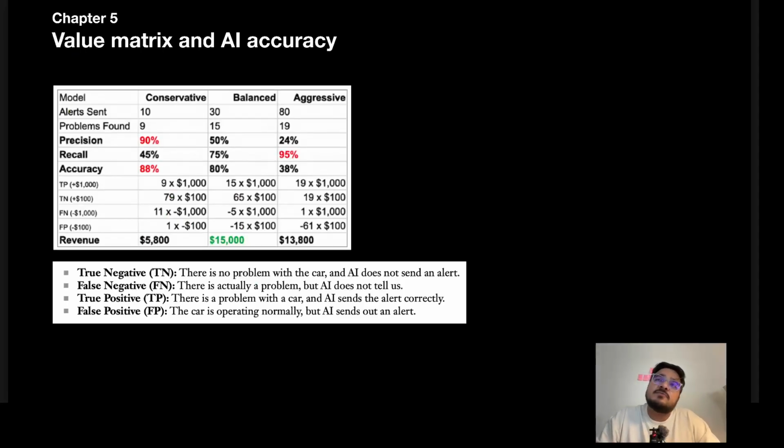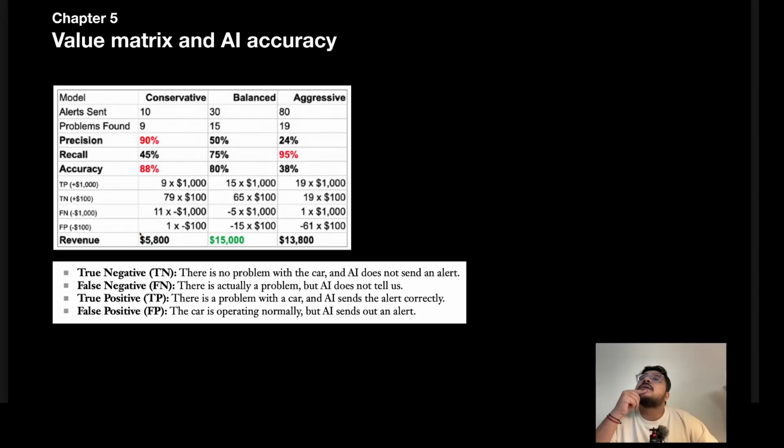Let's see this scenario. In this one, this is a conservative AI, this is a balanced AI, and this is the aggressive AI. Now see, it has good precision in conservative AI, and the accuracy is also really good. But at the same time your revenue is only $5,800, whereas in the balanced AI your revenue is almost 150% of the former. So what is the catch here?